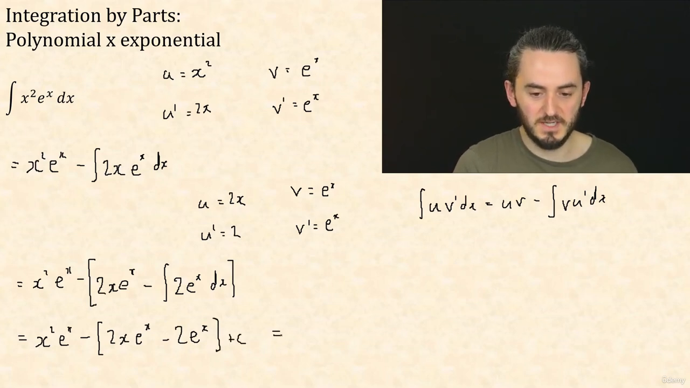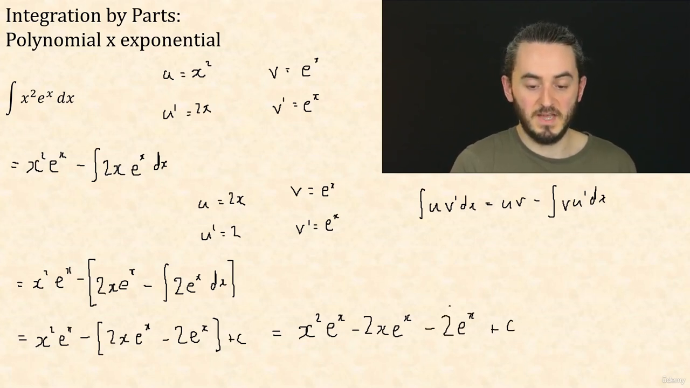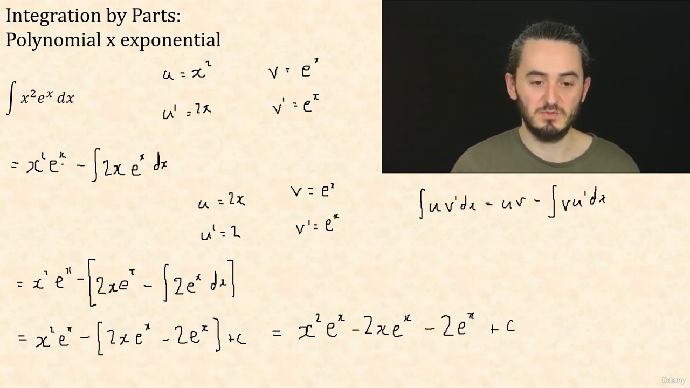And then finally, we can just expand and we get x squared e to the x minus 2x e to the x minus 2e to the x plus c, and that is the integral of x squared e to the x. Okay, I hope that's a useful fast look at integration by parts.